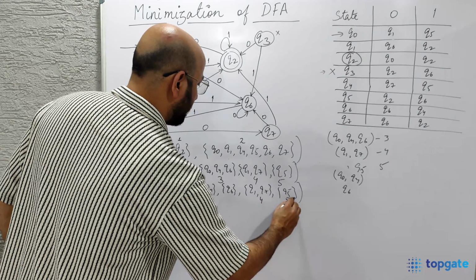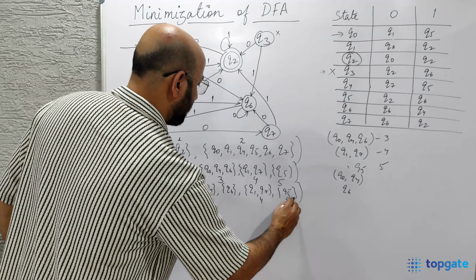Now we'll move on to set number 4. Set number 4 contains q1 and q7. So I'll write q1 and q7. For q1 I have q6 and q2. So q6 is 7 and q2 is 1. So I'll write 7 and 1. And for q7 I have q6 and q2. q6 is 7 and q2 is 1. So again you can see it is the same set numbers. Therefore I cannot divide set number 4. Clear? So that is all, I think, in this one.